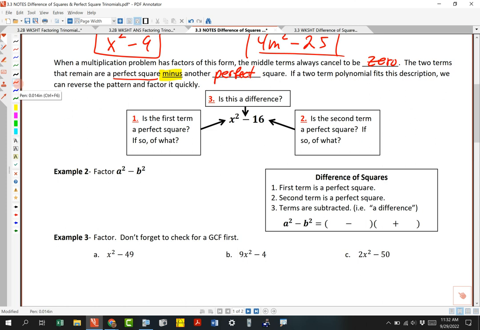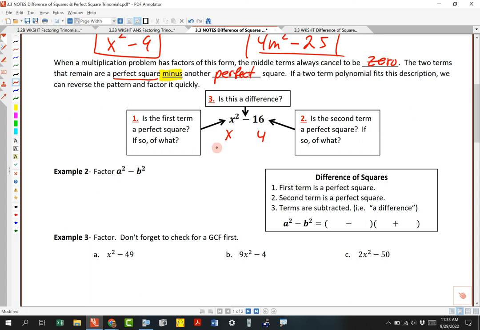So here's what we're going to check. Okay, we've got two terms. Is the first one a perfect square? If it is, what's it a perfect square of? That's a perfect square of x. Does it end with a perfect square? That's a perfect square of 4. And is it a difference? Okay, we might want to check that first, actually, because if it's not a difference, then it doesn't fit this pattern. So this is the pattern of difference of squares.